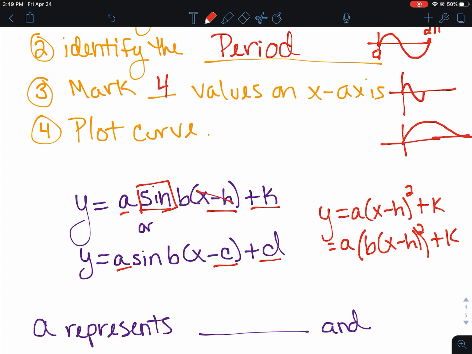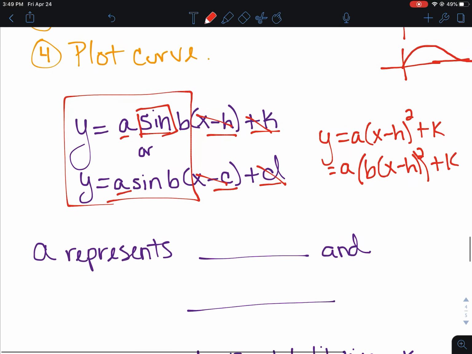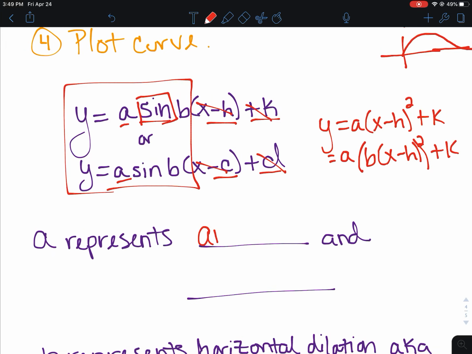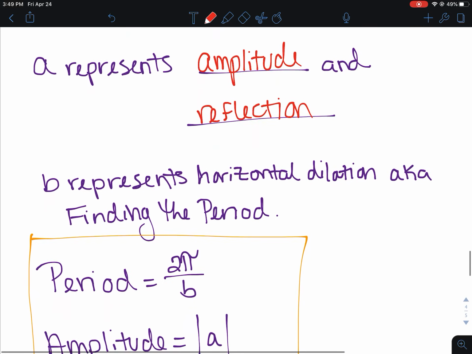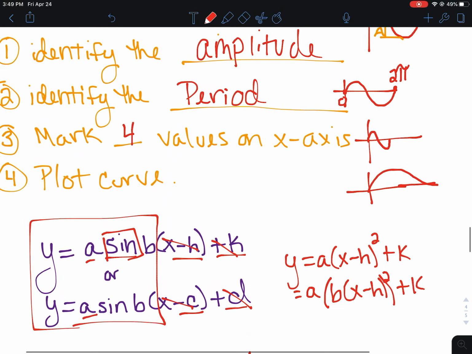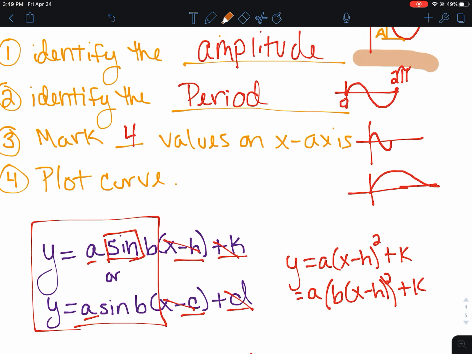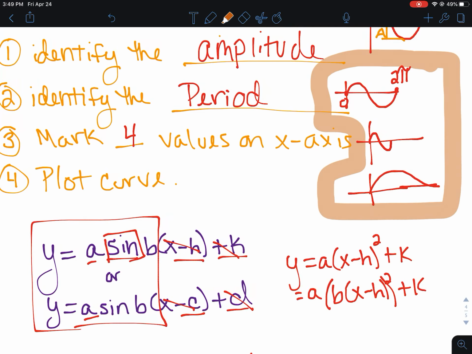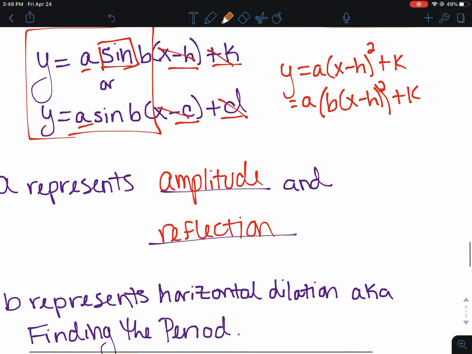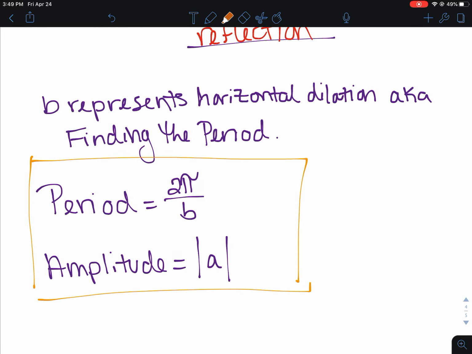Today we're not going to worry about transformations left and right or up and down. We're just going to stick with a sine bx for our intents and purposes. So a is something that represents your amplitude. And remember, if it's positive or negative, that number in front also tells us whether or not the graph has been reflected. So it represents the amplitude and the reflection. And b represents the horizontal dilation. So again, how scrunched or spread out that graph is. And that's what helps us find the period.